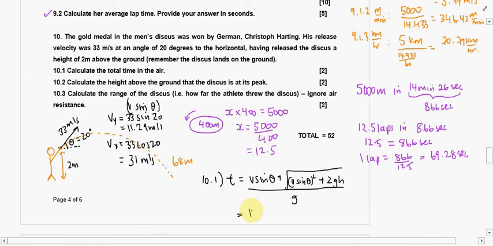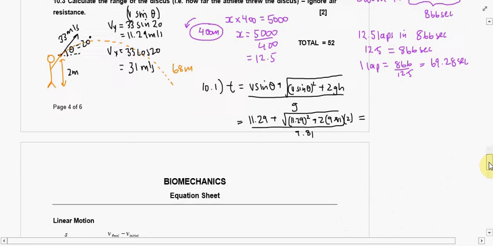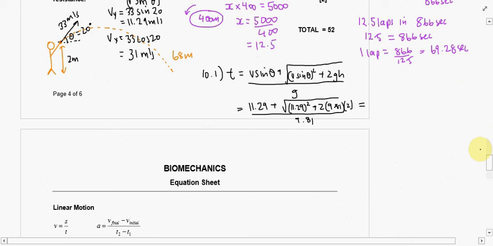So this will just be 11.29 plus the square root of 11.29 squared, plus 2 times gravity, which is just 9.81, and the height is 2 meters, right? And divide all of that by gravity, which is 9.81, and I should get a time value, right? So you'll find out how much time this particular object spent in the air.